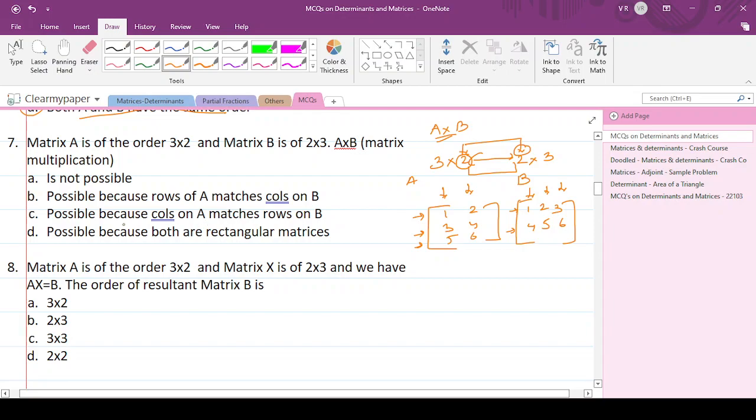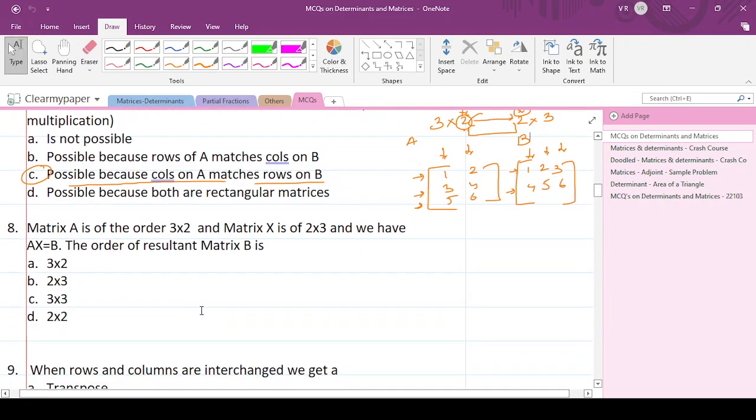Okay, let's read it. Columns of A. Columns of A is this. So columns of A match rows of B. Yes, this is our answer, because the columns of the left matrix should match the rows of the right matrix. And the last answer is possible because both are rectangular matrices. That's not true. So we have that answer as C.